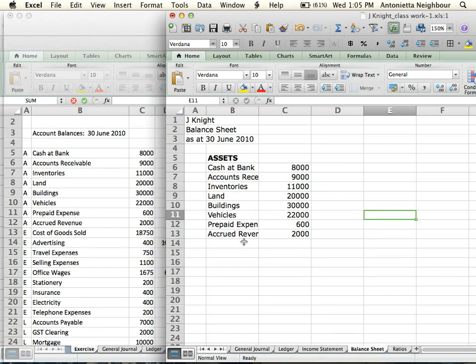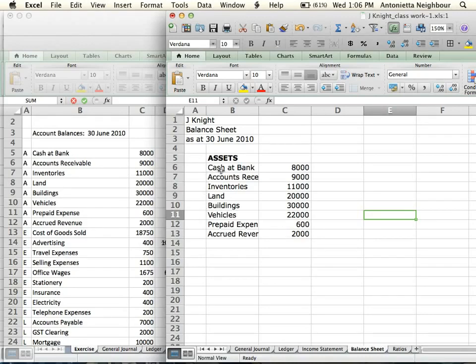Now, before I go any further, remember these assets need to be listed in a particular order. Who remembers what that order is? Order of liquidity, which basically means that the most liquid asset goes at the top, down through to the least liquid asset. And if you're at home doing your work in an exercise, refer to the inside cover of your textbook because all the assets are listed in there in order of liquidity.